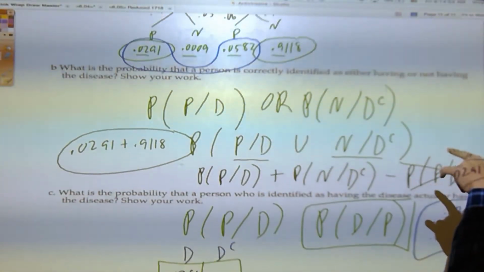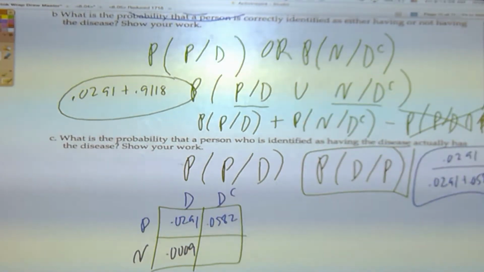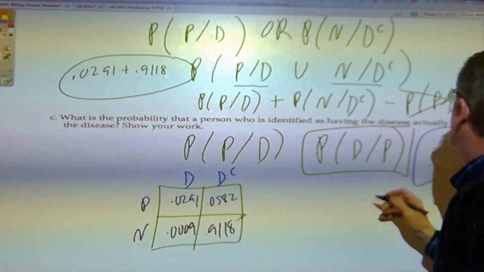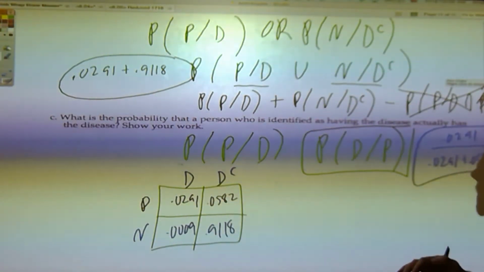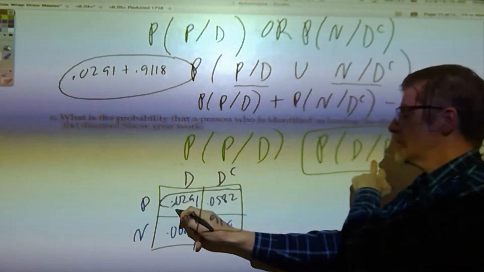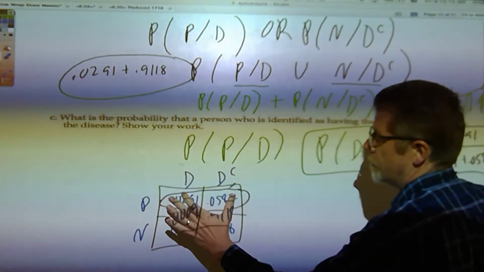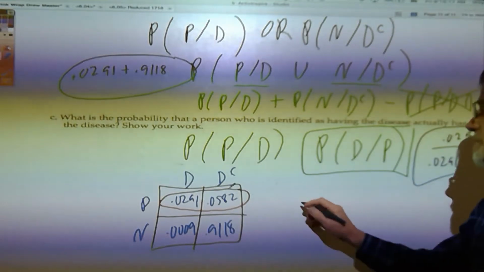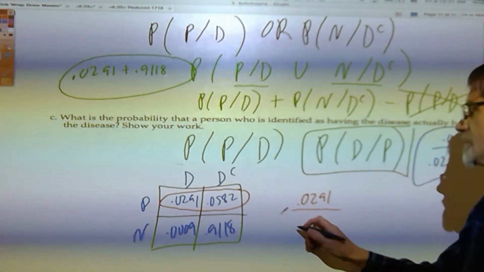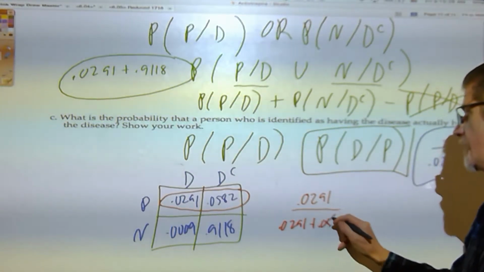Disease complement positive is 0.0582, and disease complement negative is that last leaf of 0.9118. Now the exercise becomes saying, okay, let's shrink it down to the positive subuniverse. So let's shrink it down to just these. What's the probability of disease given positive? So the mathematics is still the same. You're still doing 0.0291 divided by the sum of the shrunken universe, which is 0.0291 plus 0.0582.